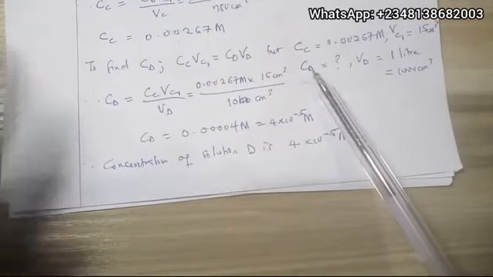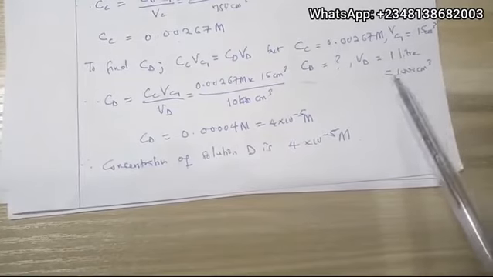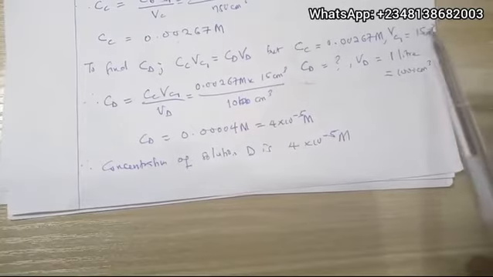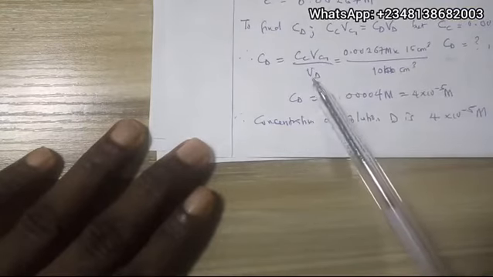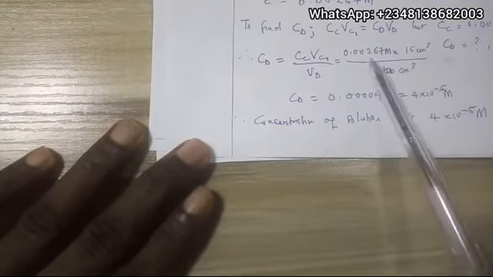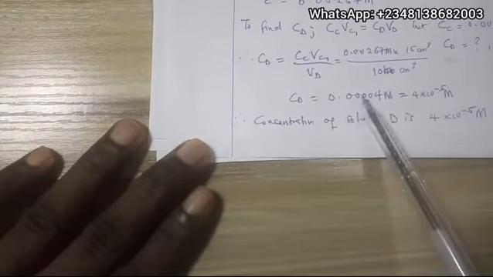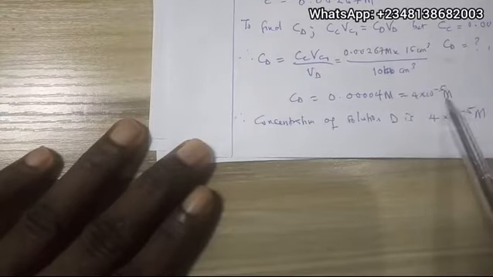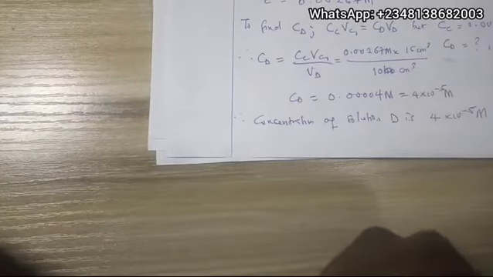Now let's go. Cd, the concentration of solution D, we don't know. Then Vd, we know Vd to be 1 liter, which is taken as 1000 cm cube. We need to convert it to cm cube so that you can cancel this cm cube here. Now, if that is the case, Cd is equal to CcVc1 over Vd. If you substitute everything here, you arrive at Cd equal to 0.00004 mole per dm cube, which is 4 times 10 to the power of minus 5 mole per dm cube in exponential notation form.